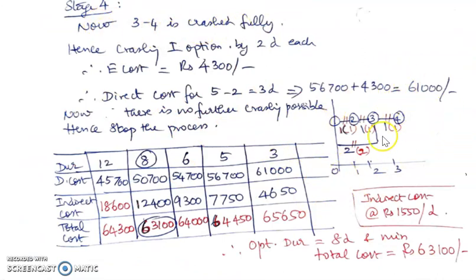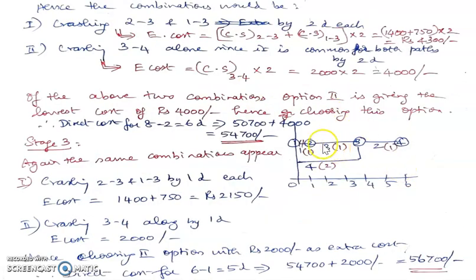Now the stage 4. Here again we have to update the network. Unless we go for the updation, we cannot proceed further with the analysis. Now, what is the option now? 3, 4 has been completely crashed. Okay. And we have again these two options. So crashing 2, 3 by 2 days is possible, and crashing 1, 3 by again 2 days is possible. So that option is still left out for us. That's the only possible option now.